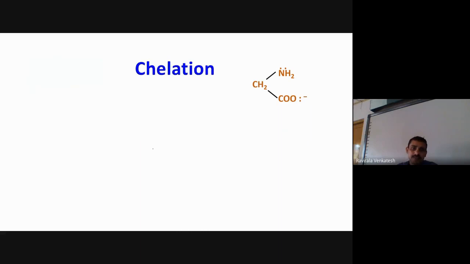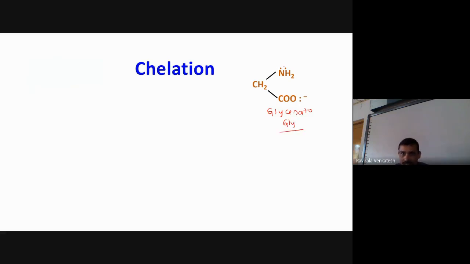The next topic is chelation. Chelation is nothing but the formation of a ring. So whenever a metal is coordinated with a ligand and a ring is forming, that is called chelation. Now you can form chelation. Let me show it here. This is a ligand, glycine. We can call it glycinato.